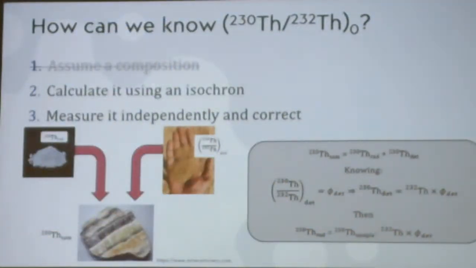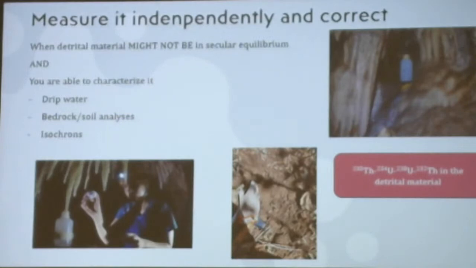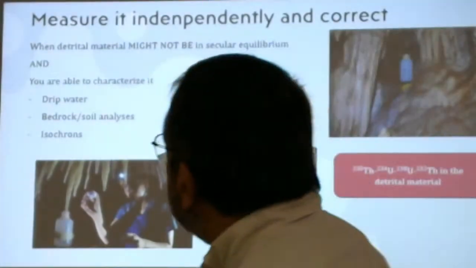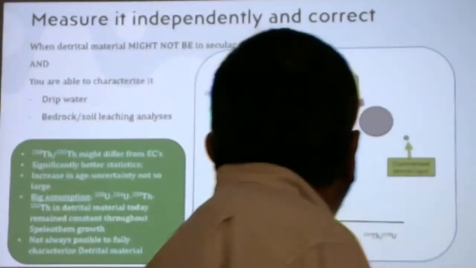We actually calculate it using either isochrons or measure it independently and correct it. So we measure it independently and correct it, and Kathleen mentioned some examples. We can do it by doing leaching experiments of the soil, doing cave monitoring and measuring the thorium composition in the drip water, the bedrock analysis, and then in Isoplot, we actually can put all the composition of the detrital material.